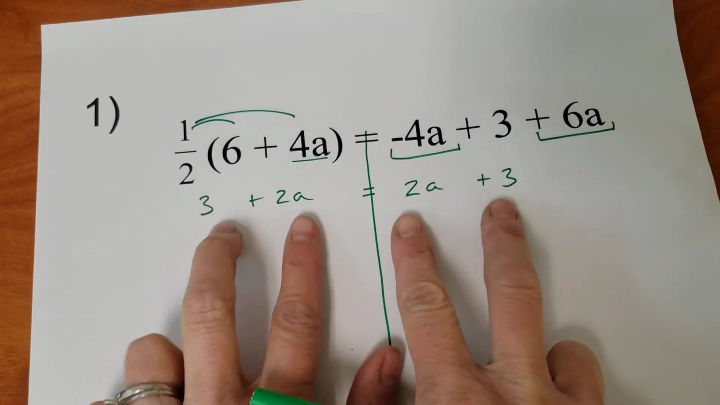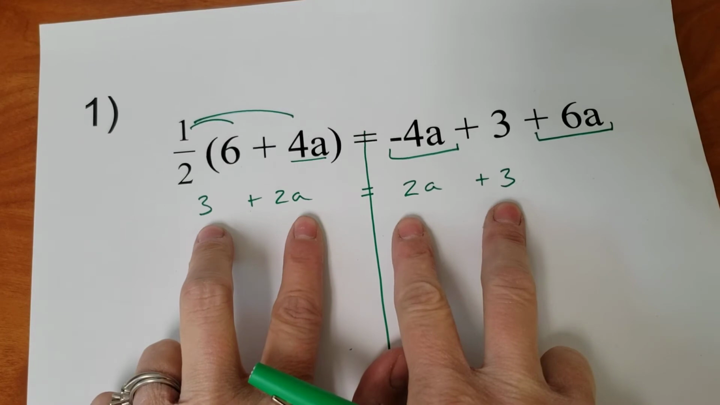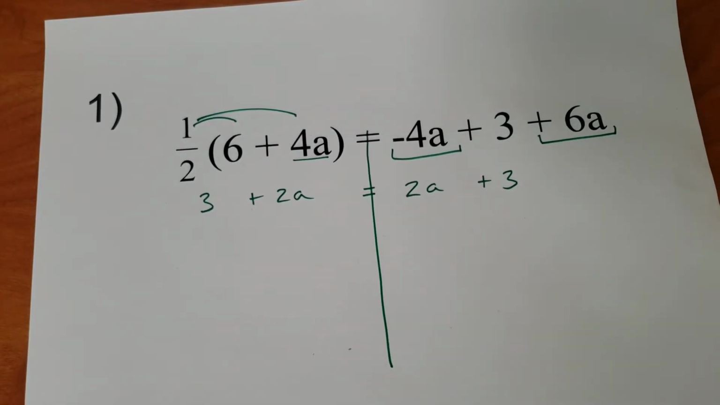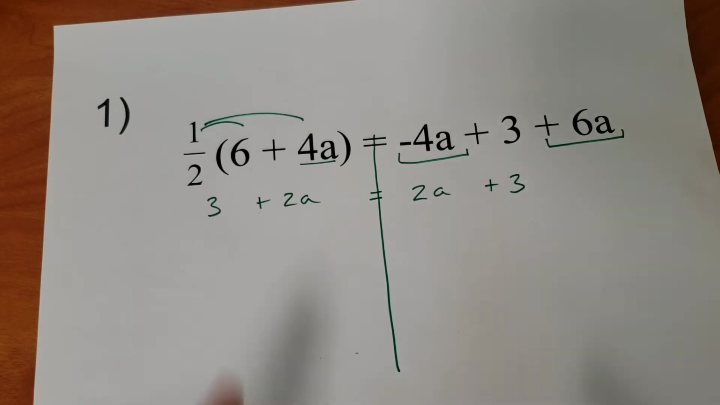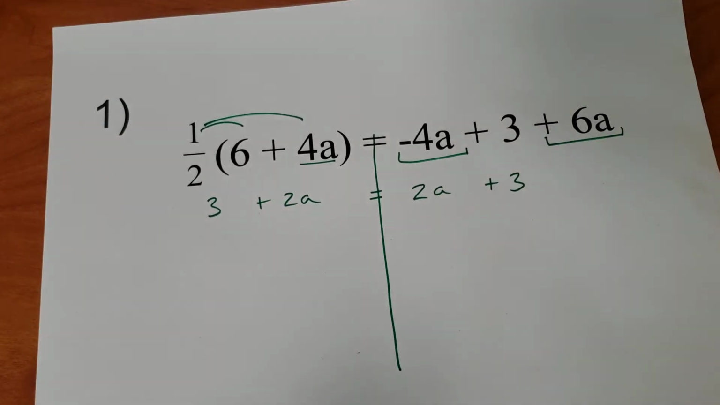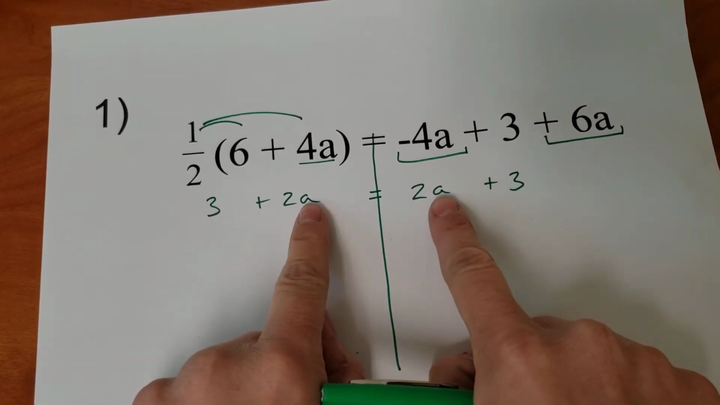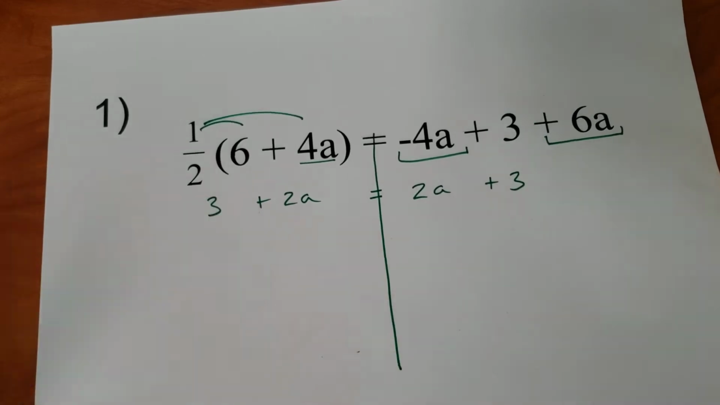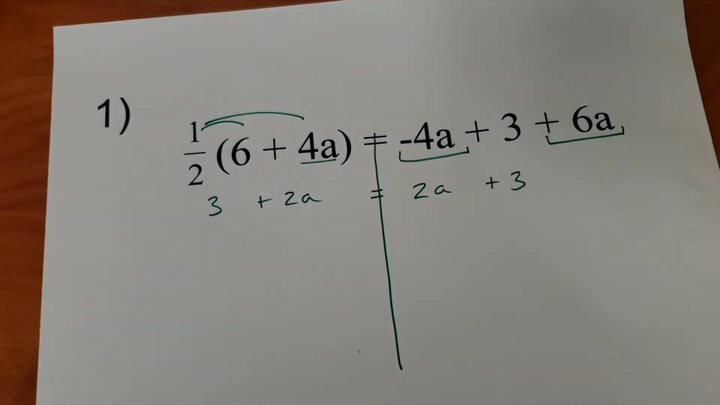Okay, now let's see what we have here. 3 plus 2a equals 2a plus 3. Wait a minute, they're the same. What kind of equation is this? Yeah, it's an identity. They're identical. At this point, you probably know what the answer is. You know that you could take any number a, multiply it by 2, add 3, and both sides are always going to be equal. An identity means infinitely many solutions.